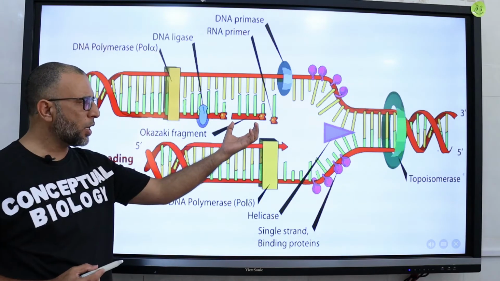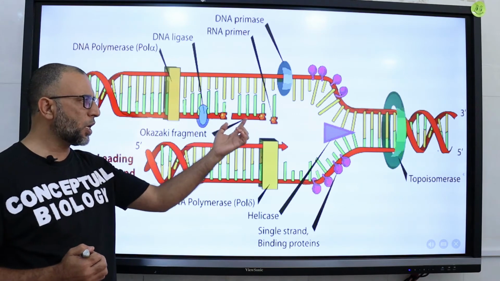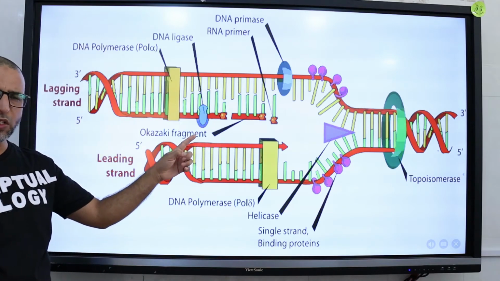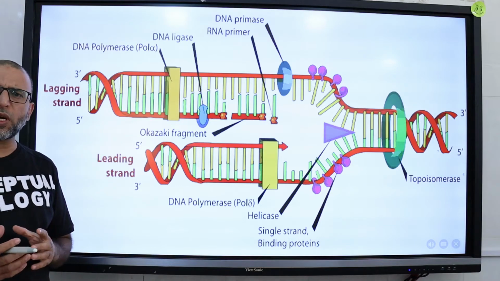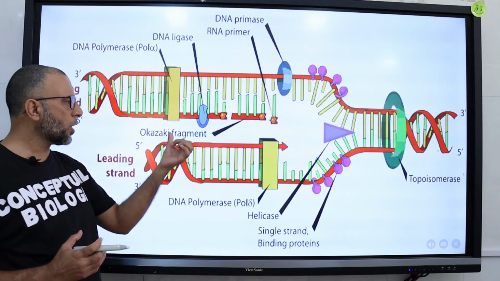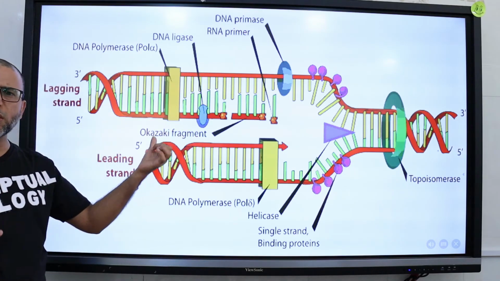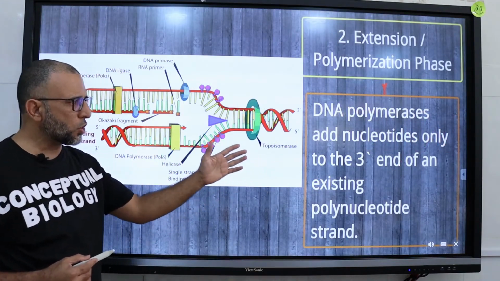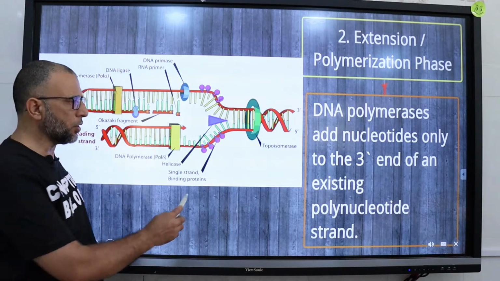And the lagging strand is synthesized in small fragments with periodic starts and stops, and they are synthesized away from the replication fork, but the direction is 5' to 3'. Replication of the lagging strand is therefore made in segments, and these segments are called Okazaki fragments, after Japanese scientist Reiji Okazaki, who discovered them. DNA polymerases add nucleotides only to the 3' end of an existing polynucleotide strand.